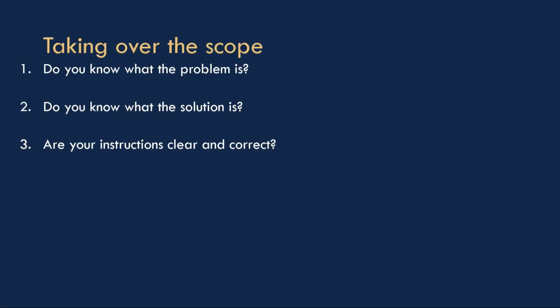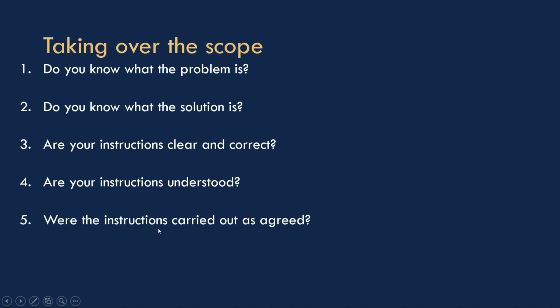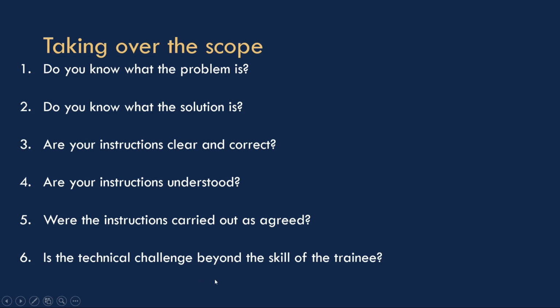Some solutions are easier to explain than others. And has the trainee understood my solution? So I want you guys to be looking at this video and thinking, well, the trainer's told me to do something, but does the trainee understand what the solution is? And were the instructions carried out as agreed? And that's highly relevant in this episode, Hannes, dare I say. And is the technical challenge beyond the skill of the trainee? And that's a very important question.